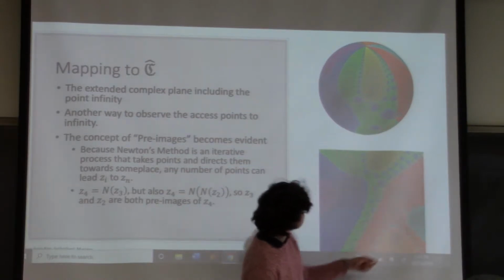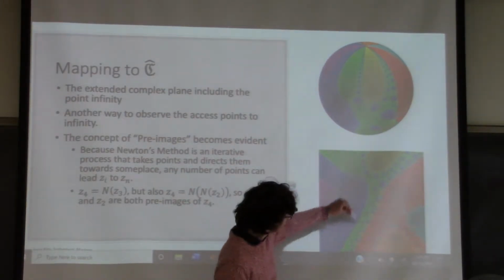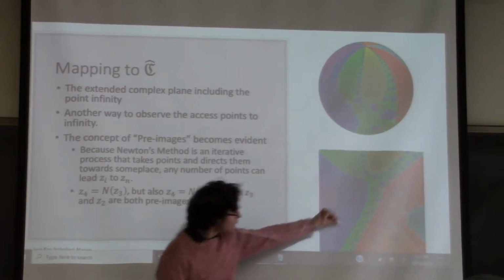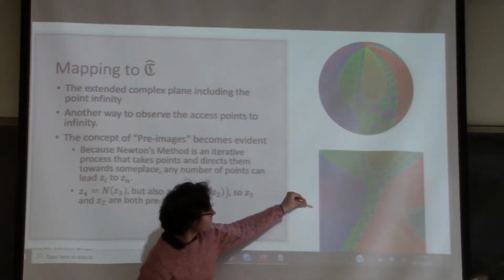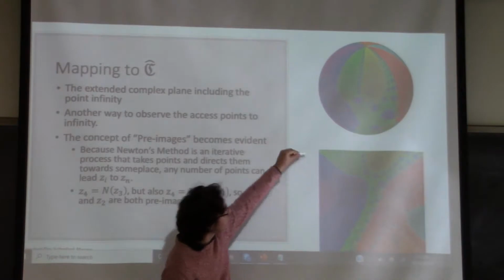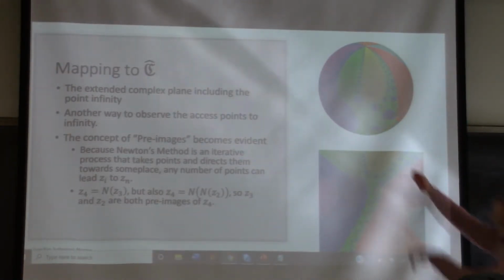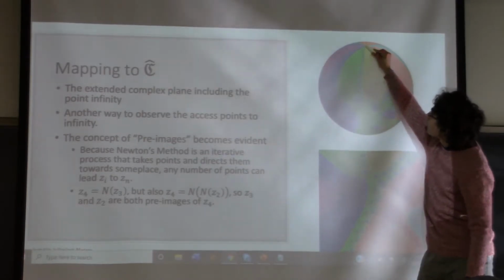So let's say, it's hard to see this, but this blue one here has two access points to infinity because it has two ways to get there, right? It's divided by this one basin, so it has two. And here, if you look at it on top, you can see blue coming in through here and another one coming in from this side.